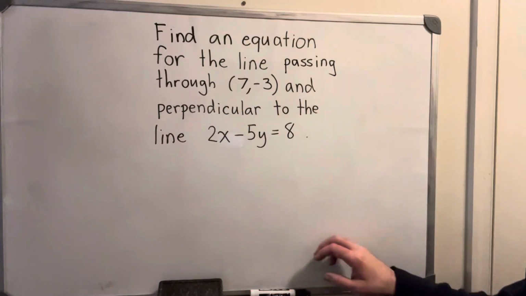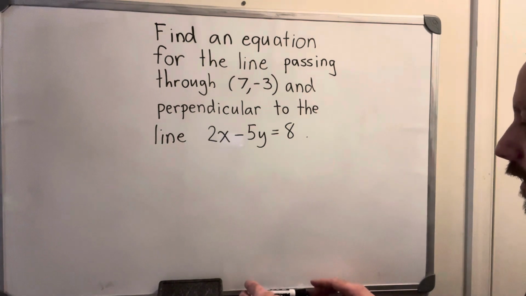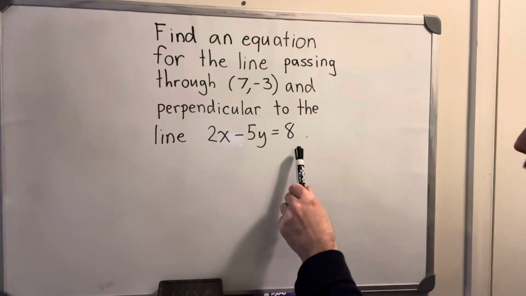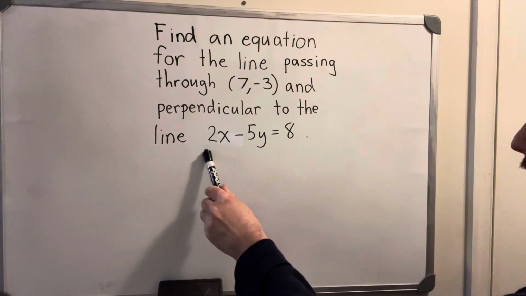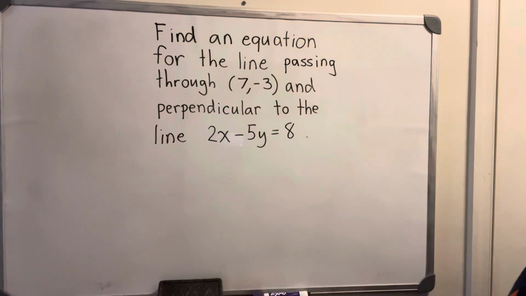Okay. This problem says find an equation for the line passing through the point (7, -3) and perpendicular to the line 2x minus 5y equals 8. Look at this form of equation of a line. Sometimes it's called the general equation of a line.